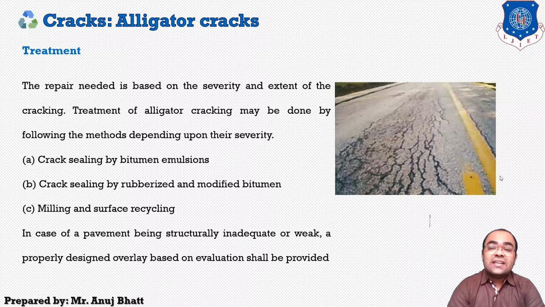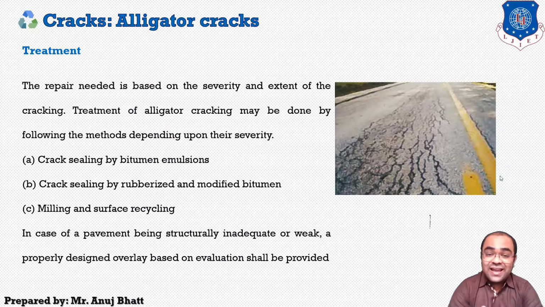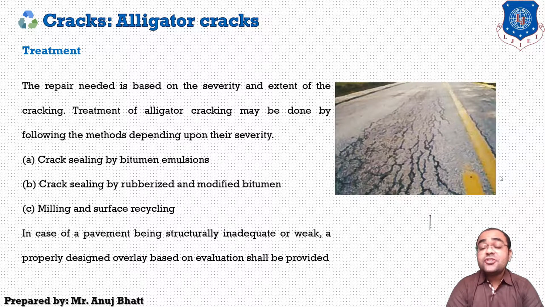The treatment of alligator cracking may be done by a few methods. It can be treated by crack sealing with bituminous emulsions. Crack sealing can also be done with rubberized and modified bitumen, or you can use milling and surface recycling on the pavement surface. In the case of a pavement that is structurally inadequate, or structurally weak, a properly designed overlay should be provided.